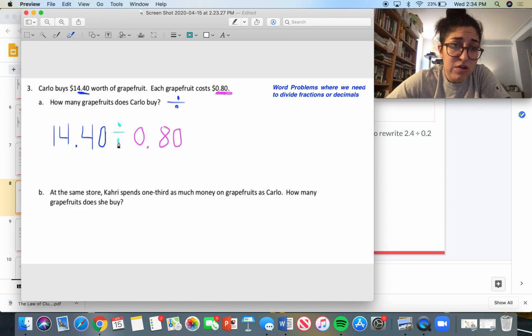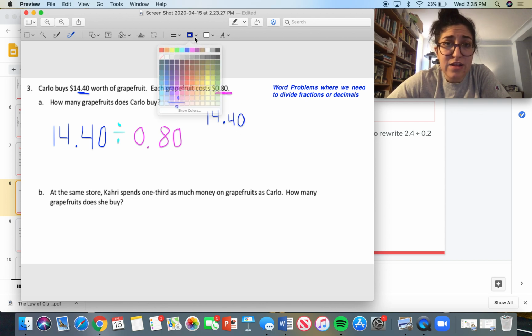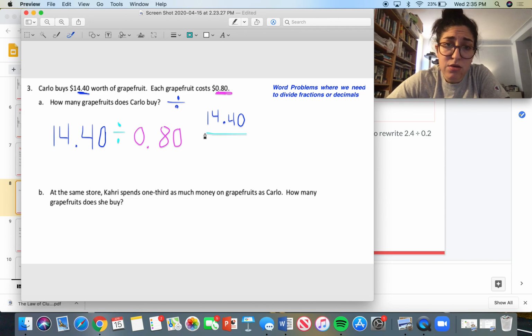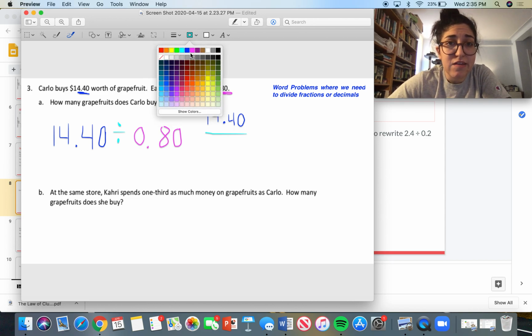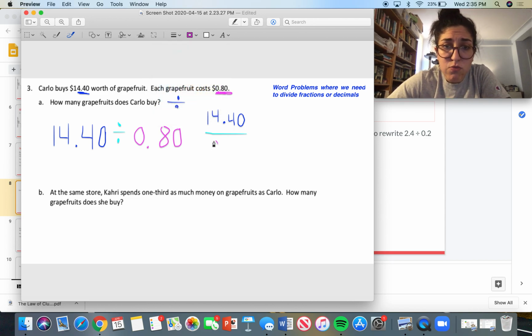So I'm going to take my first number, my dividend, and I am going to write it as my numerator, 1440, and it is going to be divided by this 80 cents. Now you might ask, well, why is that helpful, what I just did?